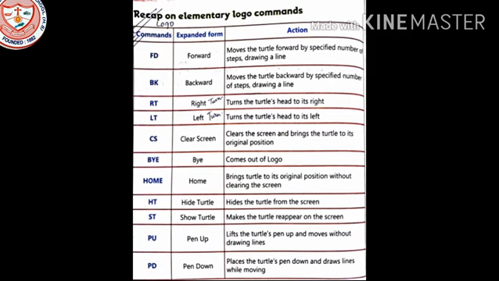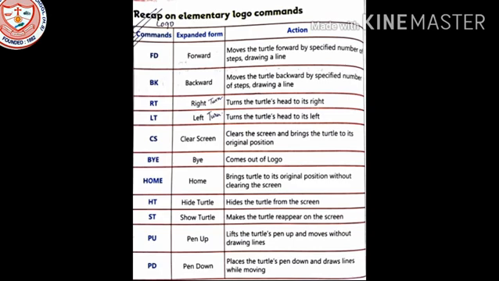PU, that is pen up. PU means pen up. It lifts the turtle's pen up and it moves without drawing lines. PD means pen down. It places the turtle's pen down and draws the line while moving. So this is the recap of the elementary commands.